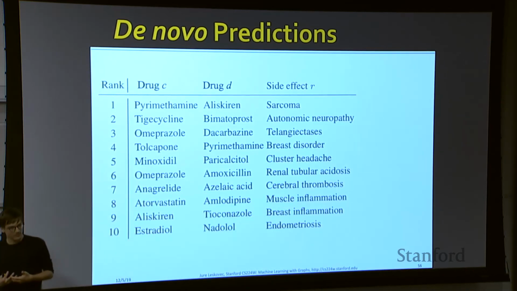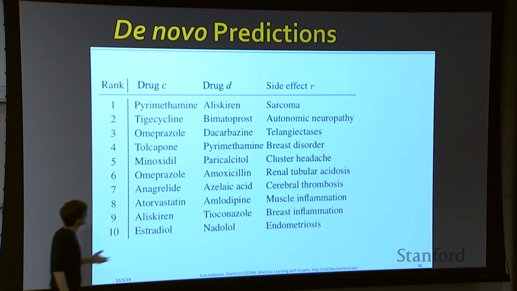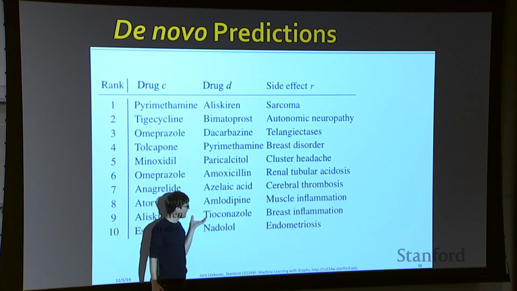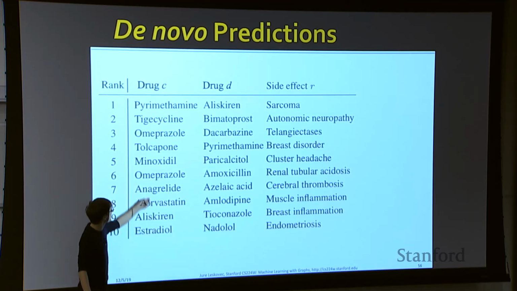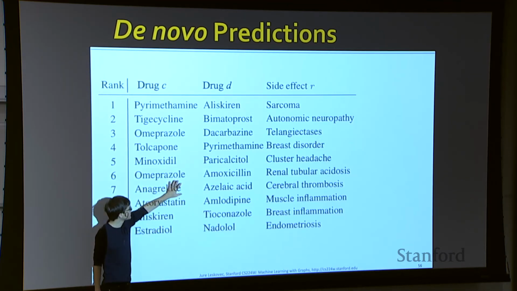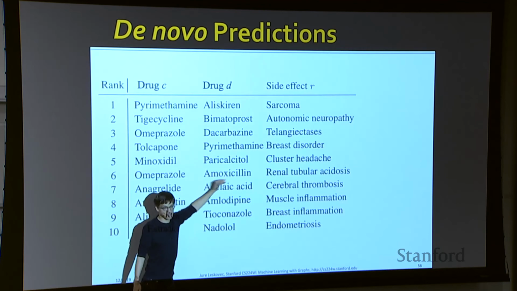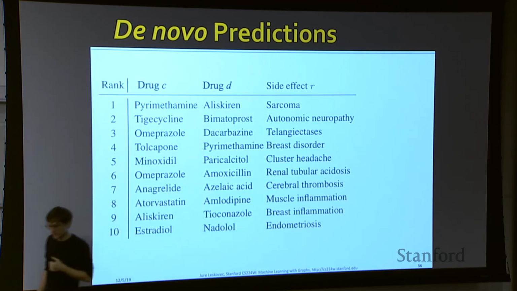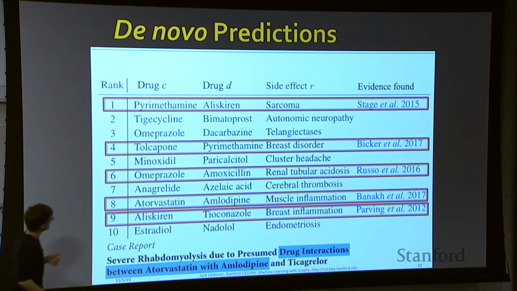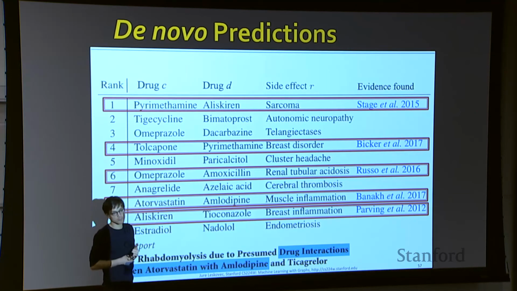So these are completely novel predictions that nobody knows whether they are true, because they are not part of the data set. So what we did here is we went to clinical notes and asked, has any research been published that could indicate that these predictions are true? And if we did this, we were able to verify 5 out of these 10.